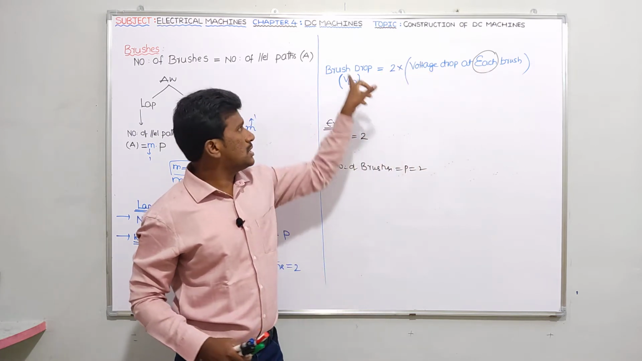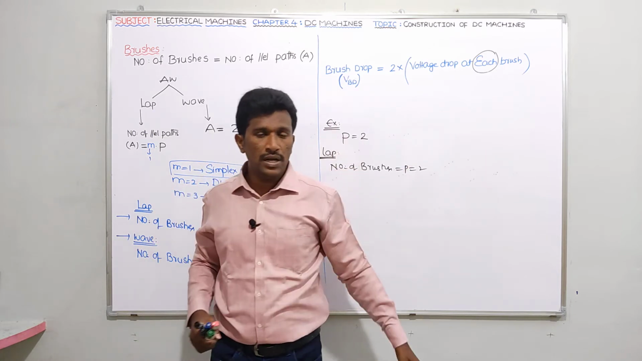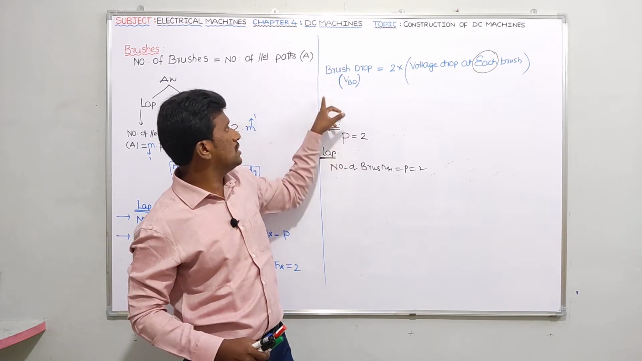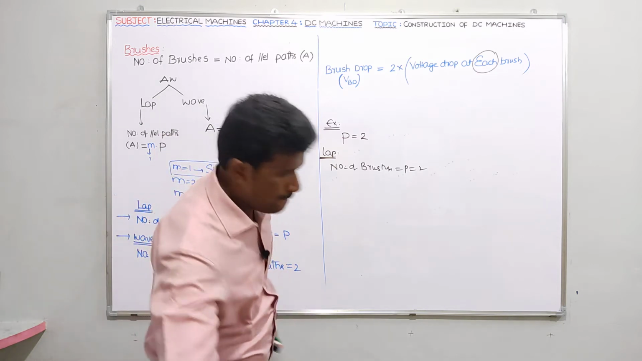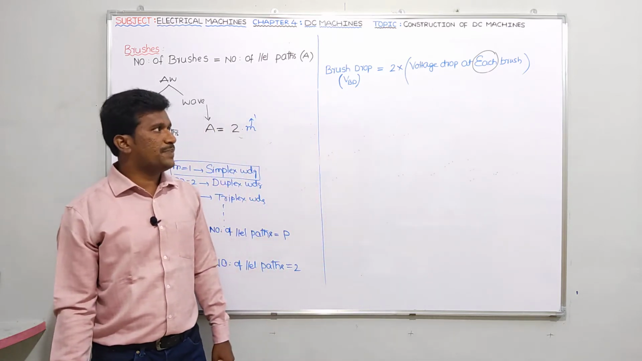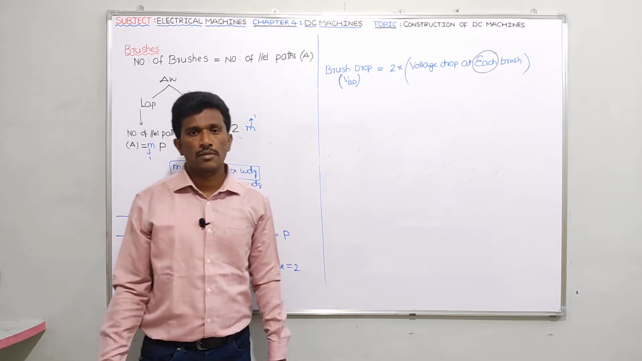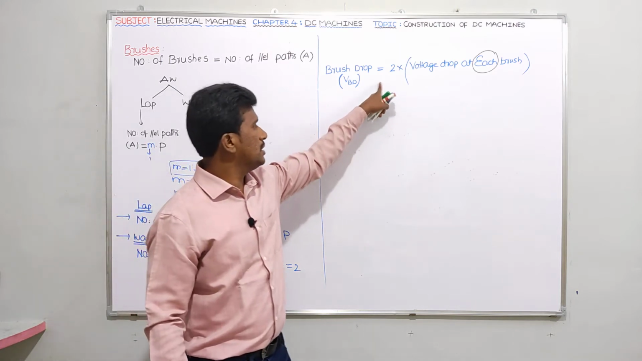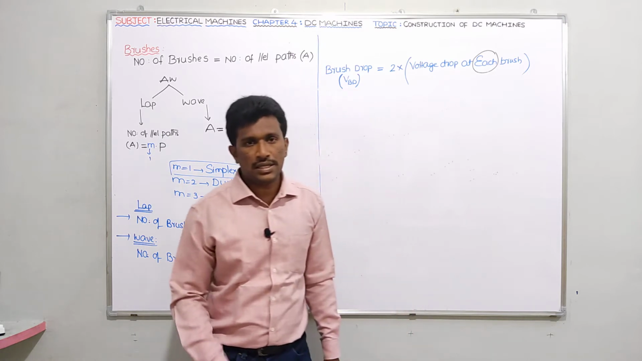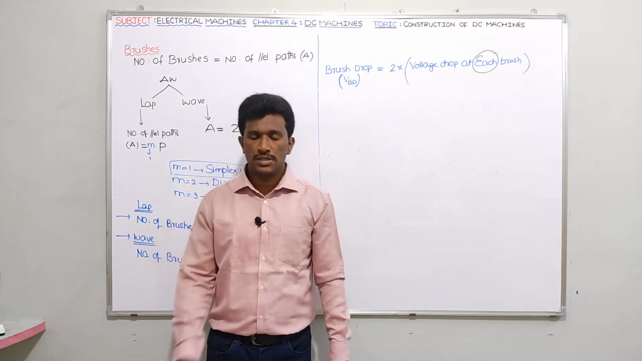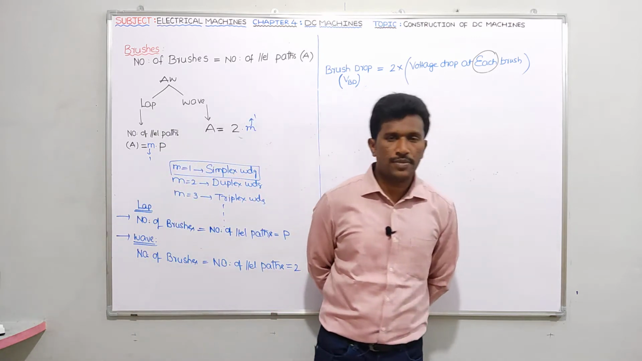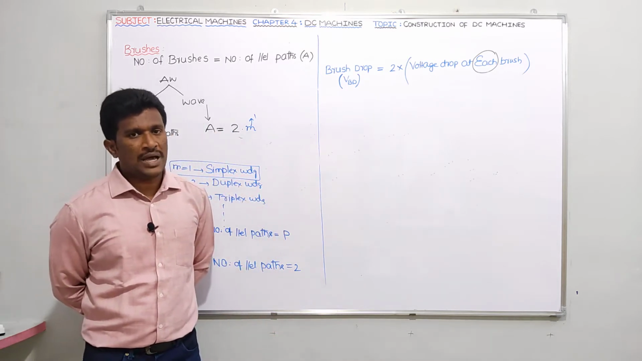Okay guys, so please remember this relation is valid irrespective of type of winding, irrespective of number of parallel paths, irrespective of number of brushes. Always this relation will be valid. Please note down this relation: brush drop VBD equals 2 into voltage drop at each brush. Note it down in brackets. It is always correct irrespective of type of winding, irrespective of number of brushes, irrespective of number of parallel paths.